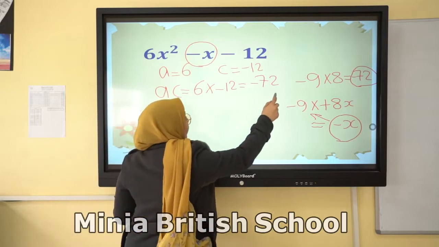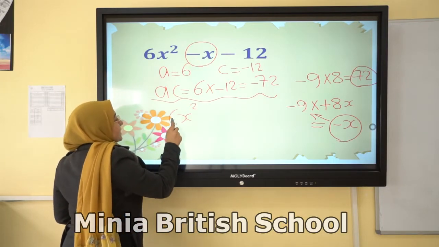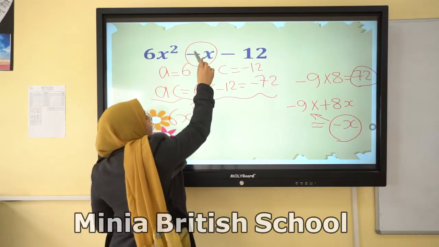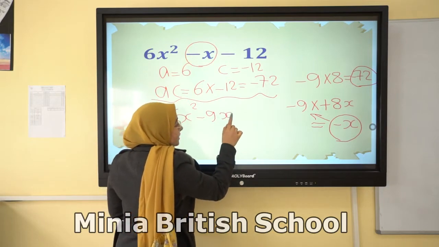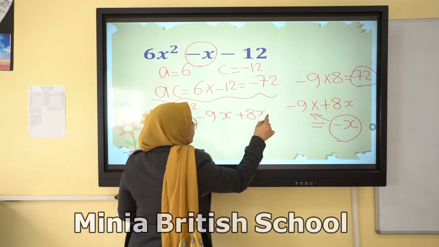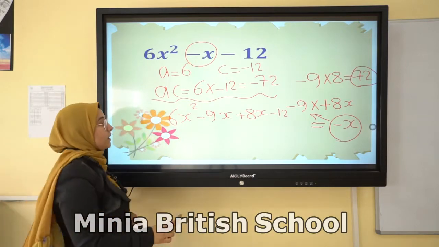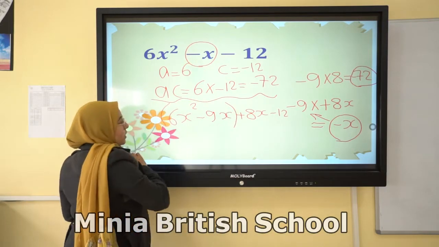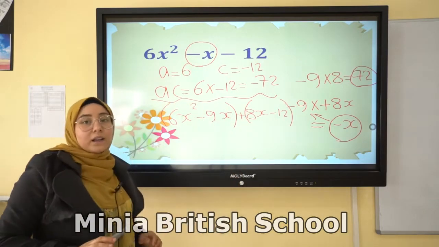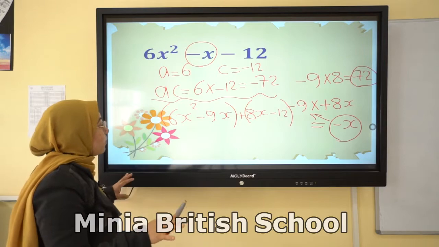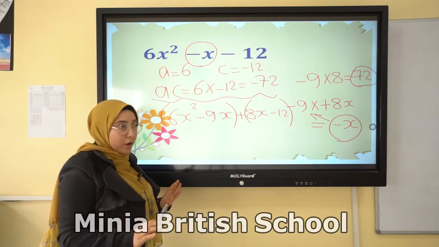So I will write 6x power 2, and I will replace negative x with the two numbers: negative 9x plus 8x minus 12. Now take the first two terms in one arc and the second two terms in the second arc. Okay? Now factorize by taking the highest common factor outside.